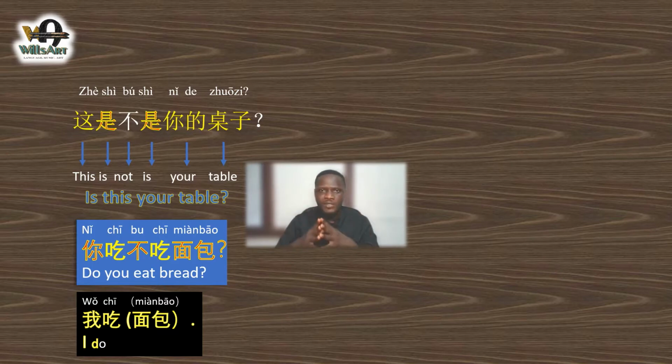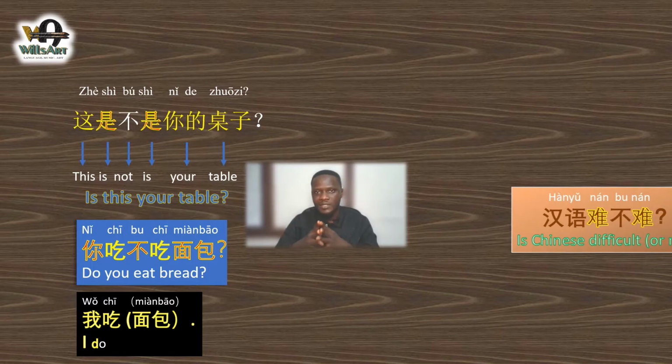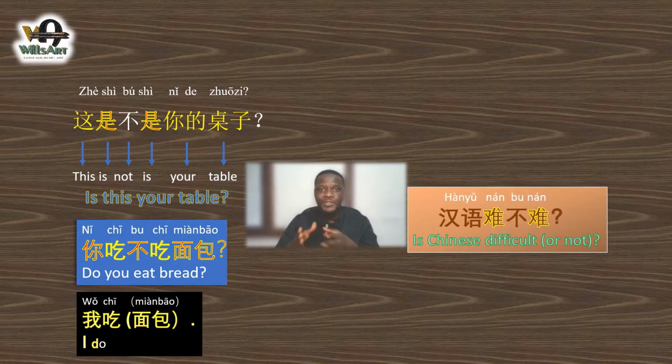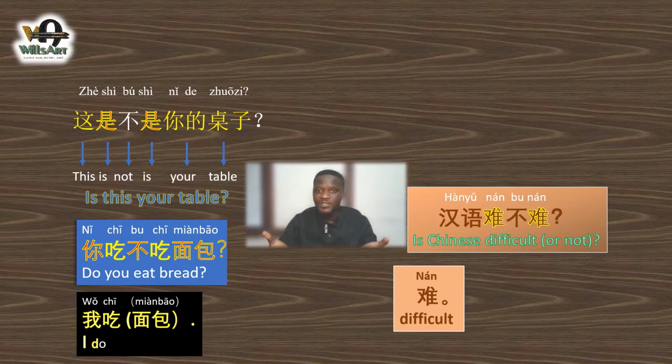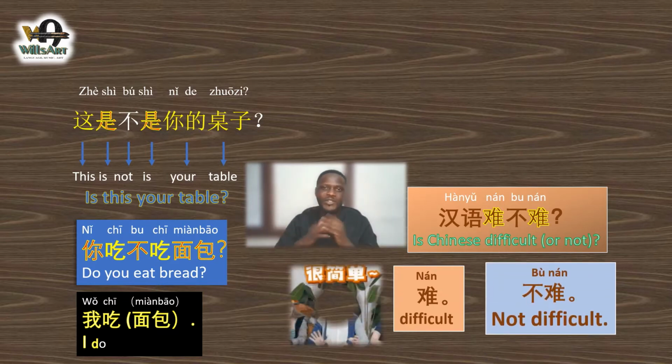Okay. Now let's look at the adjective aspect of it. 汉语难不难? Hanyu means Chinese language. Nan means difficult and 不难 means not difficult. So 汉语难不难? Is Chinese difficult or not? Then you can simply answer that question by saying 难 means difficult, or you can say 不难 which means not difficult.